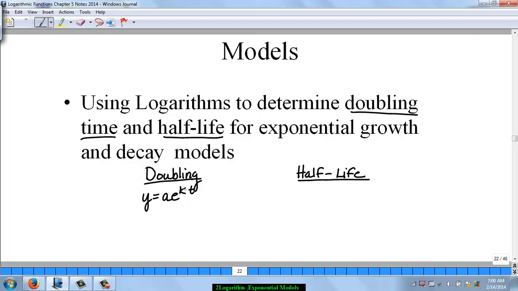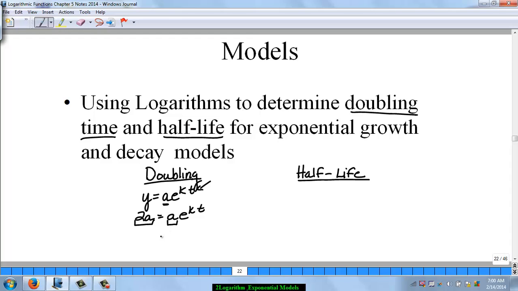And remember, when it's doubling, your k is going to be positive. And if you were going to solve this to find out what the doubling time is, you're really looking for the time that this population doubles. So in this y spot, I'm going to say I want to know when this population is going to double. Now, sometimes you get a number to do that, and sometimes you don't. So we're going to practice problems like that.